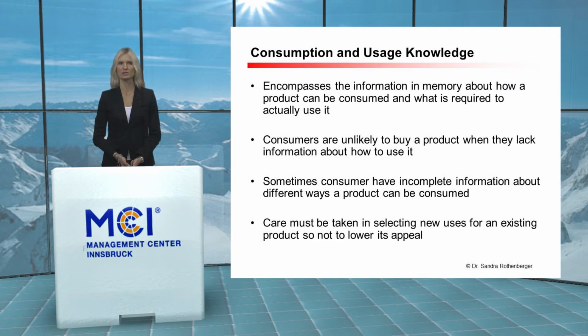When we talk about usage knowledge and consumption knowledge, it's about the information and memory about how a product can be consumed and what is required to actually use it. Consumers are unlikely to buy a product when they have little information about how to use it. Sometimes consumers have incomplete information about different ways products can be consumed. Care must be taken in selecting new uses for an existing product so as not to lower its appeal.